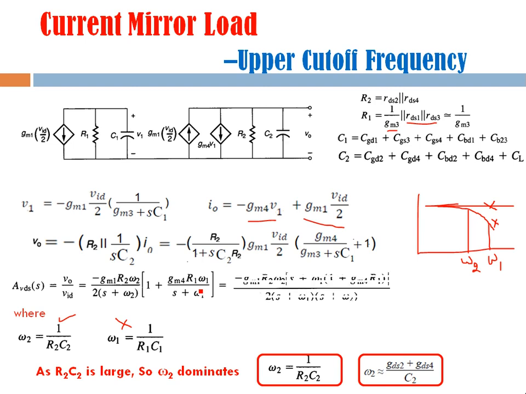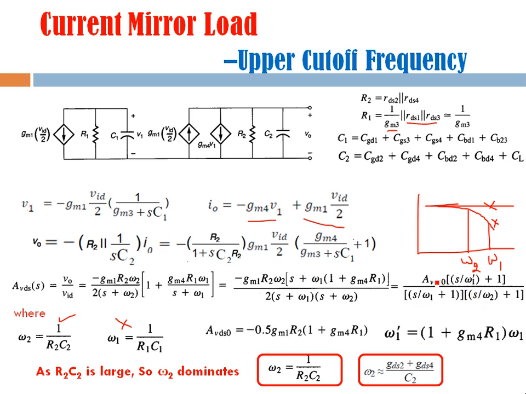If you want to simplify it further, it will be something like this, and you can manipulate and use some abbreviations, and this AVDS0, so this voltage gain will be given by this expression, and omega 1 prime is something like this. So that simplification depends on your choice. If you want to go into more detail, you can do it, but from an examination point of view, if you limit yourself to finding omega 2 and omega 1, that also is sufficient.